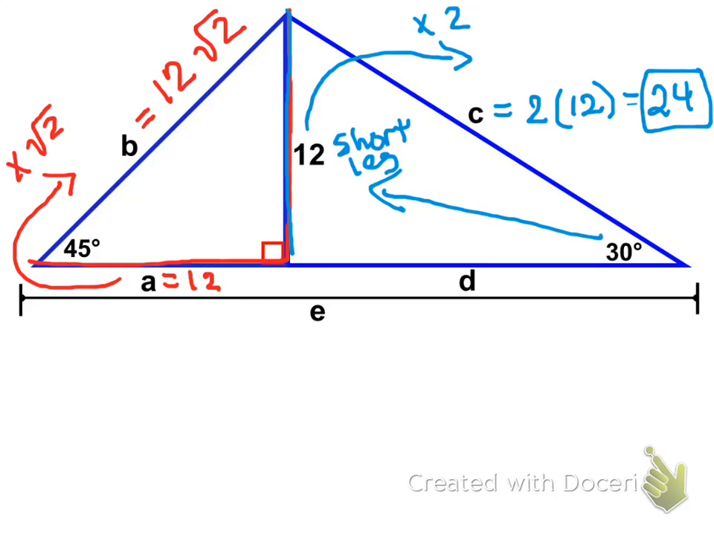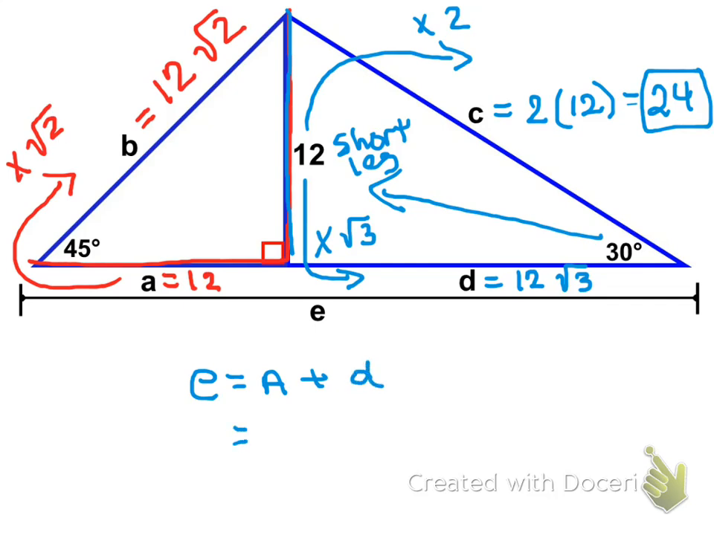Now let's move around from the short leg to the long leg. Remember, in a 30, 60, 90 triangle, to move from the short leg to the long leg, you multiply by the square root of 3. So D would be equal to 12 times the square root of 3. One more piece to find, and that would be E. E would be equal to piece A plus piece D. Therefore, it would be equal to 12 plus 12 square root of 3.